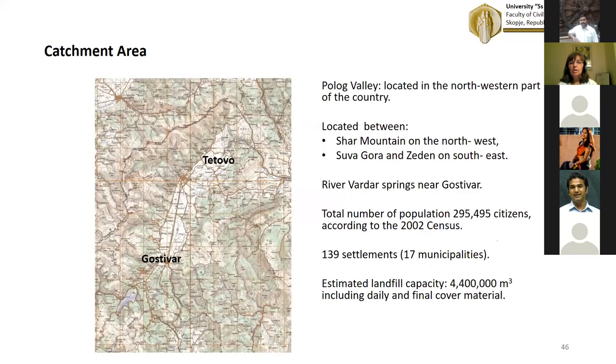The catchment area consists of the valley. In the northwestern part of the country, it is located between the mountain on the northwest and a mountain on the southeast. There is a river that springs near this city here on the south, goes through the valley and shapes the valley. The total population is nearly 300,000 according to the 2002 census. There are nearly 140 settlements, and the estimated landfill capacity for this number of population is nearly 4.4 million cubic meters, including daily and final cover material.